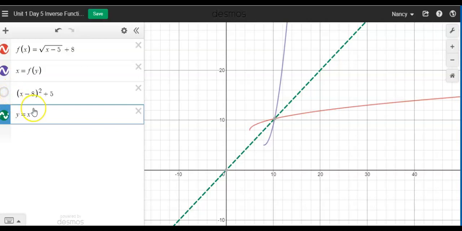So this is correct right here. This is the correct equation, but when you graph it, it's only half of it. It's only part of it.